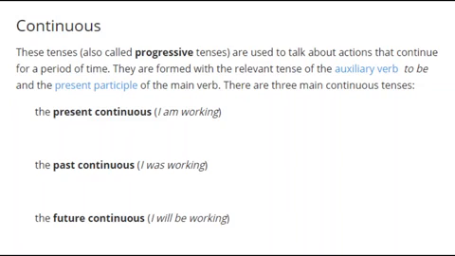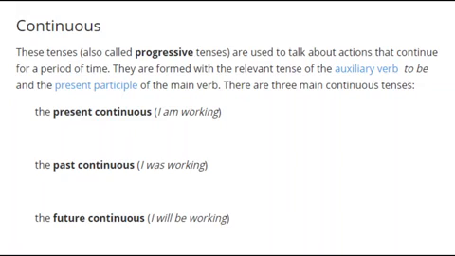There are three main continuous tenses. That is the present continuous tense, for example, I am walking. The past continuous tense, for example, I was walking. And the future continuous tense, I will be walking. So you can see with the help of the examples the difference. I am walking, I was walking, and I will be walking. The participle, that means the ing form, is used.